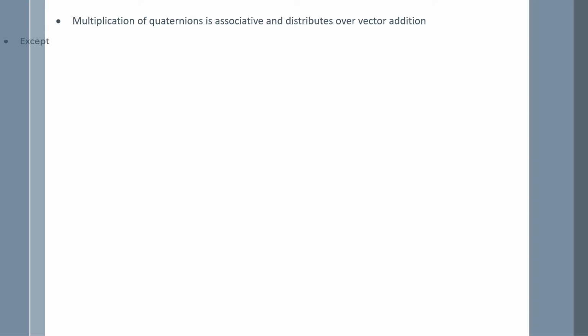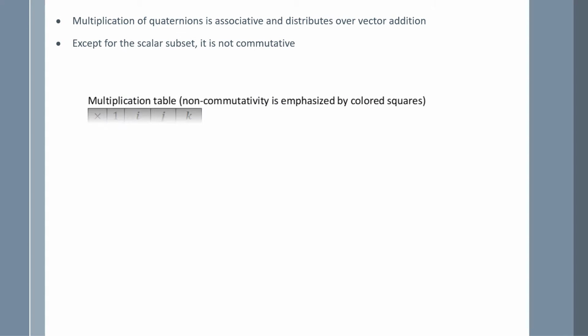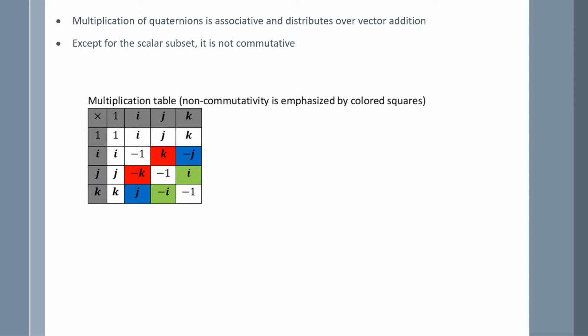Here are some properties. Multiplication of quaternions is associative and distributes over vector addition. Except for the scalar subset, it is not commutative. This is a multiplication table emphasizing non-commutativity by the colored squares. You can see here that j times i equals -k, and i times j equals k. Order does matter for multiplication of quaternions.